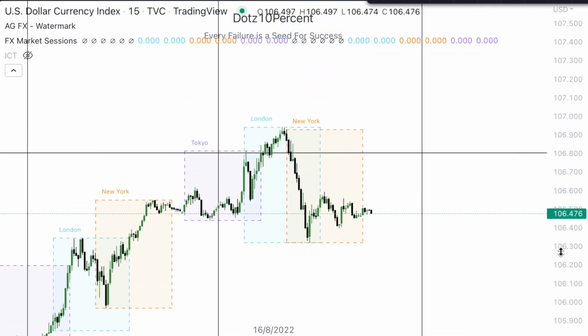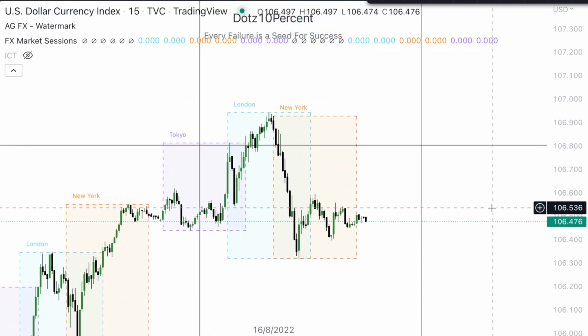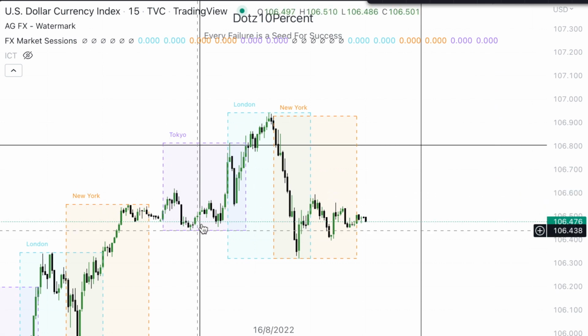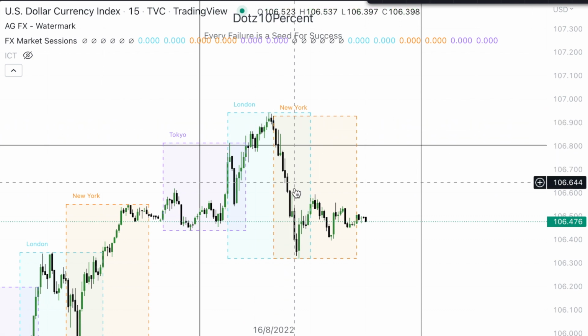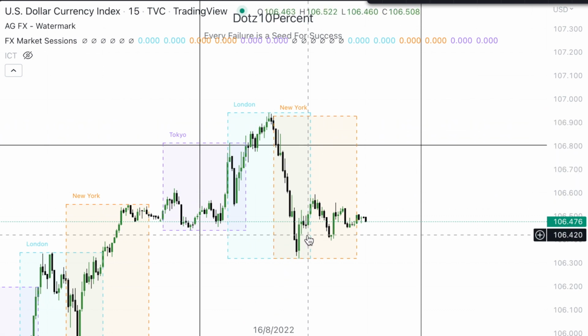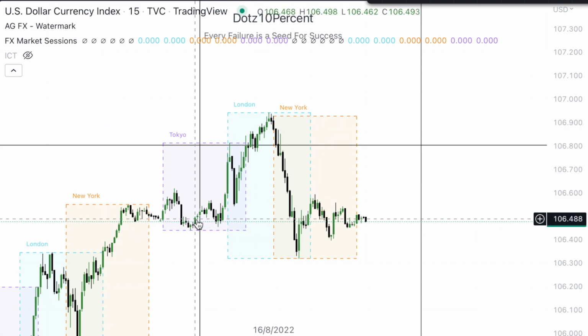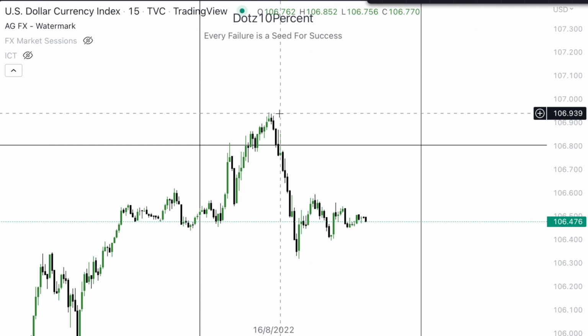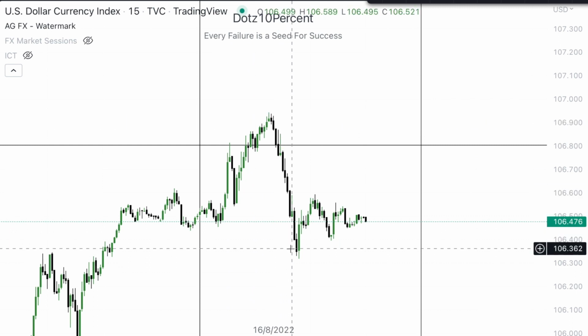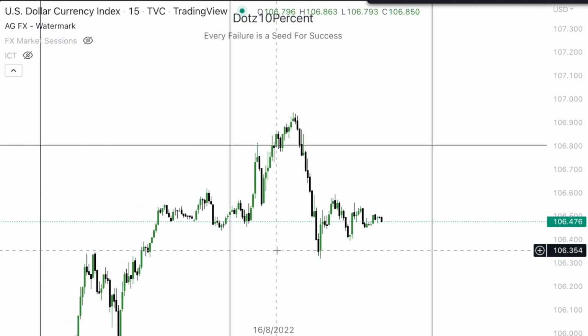Before I even say it, let's see if you can spot it. Asia ranges, London Judas, New York expansion. Now let's turn this off. Accumulation, manipulation, distribution, PO3. Does that make sense? Now, what am I telling you guys, right?